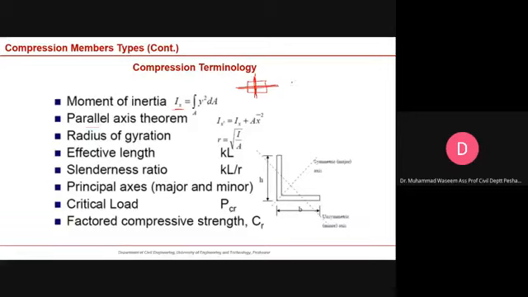One of the axes we call the major axis, and the second axis, on which the moment of inertia is minimum, we call the minor axis. If we want to transform this moment of inertia to any axis, we use the parallel axis theorem. We also use the radius of gyration, which is the square root of the ratio of moment of inertia and cross-sectional area. Then we have effective length.